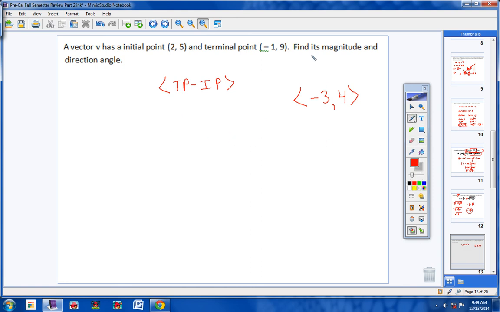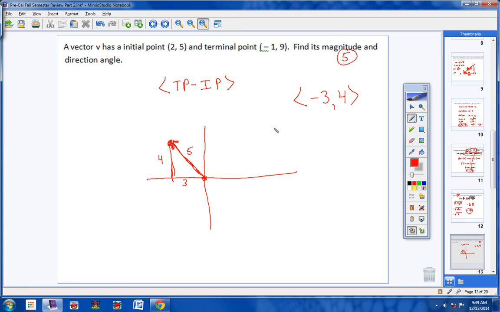Now, find the magnitude and the direction angle. Okay, no problem. Should be a piece of cake. Negative 3, 4. About right there. So there's my vector. I went over 3 and up 4. Then there's my vector right here from here to here. So find the magnitude and the direction. Well, the magnitude's easy. The magnitude's always the distance from the origin to your terminal point. So using Pythagorean's theorem, we get 5. So there's the magnitude 5.